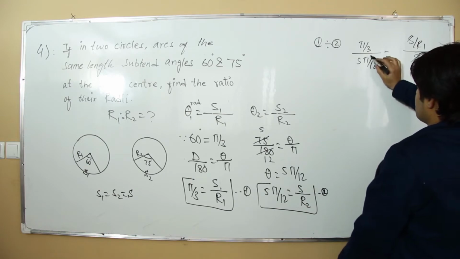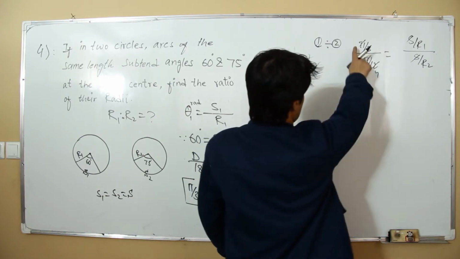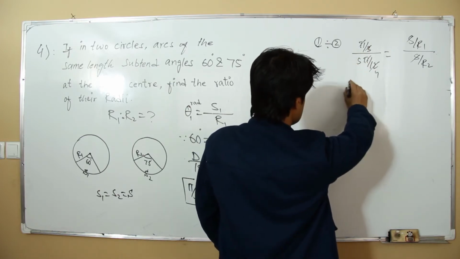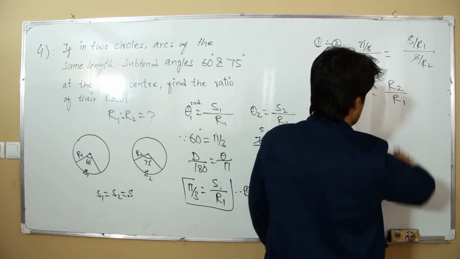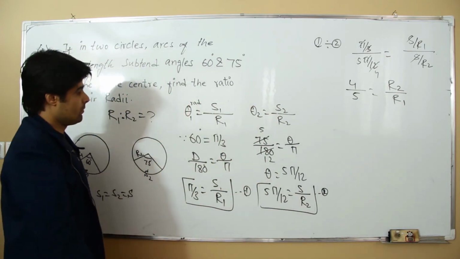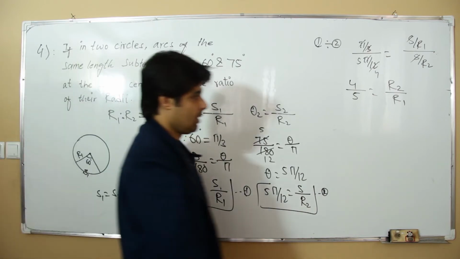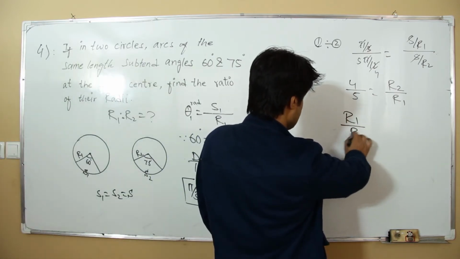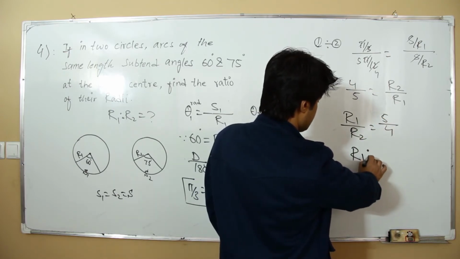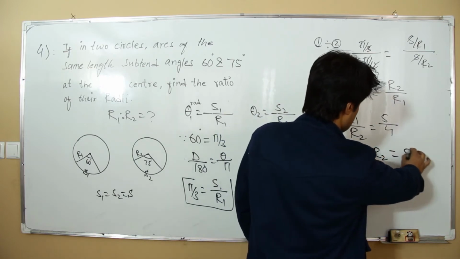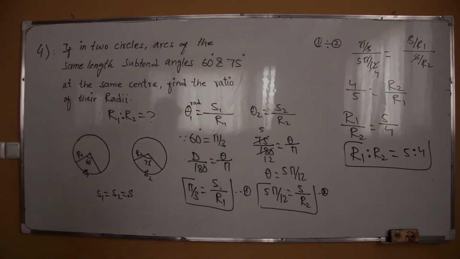This s with this s is cancelled, this one is cancelled, we will have 3 and this is 4. So you have 1 divided by 5 by 4, it will be 4 divided by 5, and here we have r2 divided by r1. But we do not need r2 divided by r1, we need r1 divided by r2. So you will have r1 divided by r2, 5 divided by 4. Now what is the ratio? R1 ratio with R2 is 5 ratio with 4. Write it please.